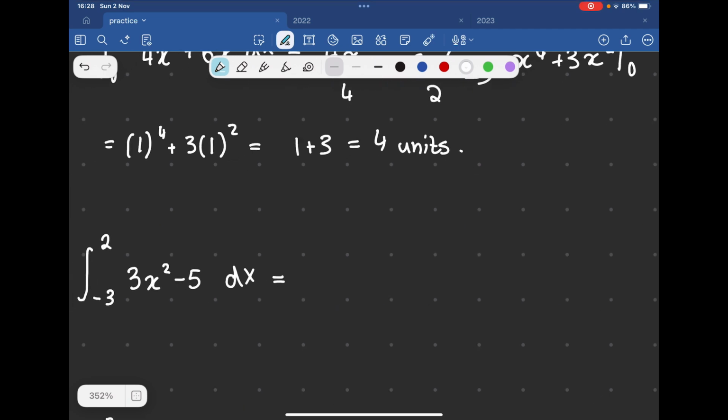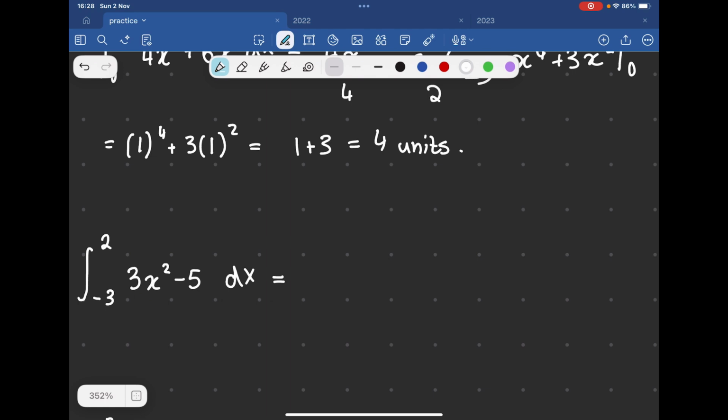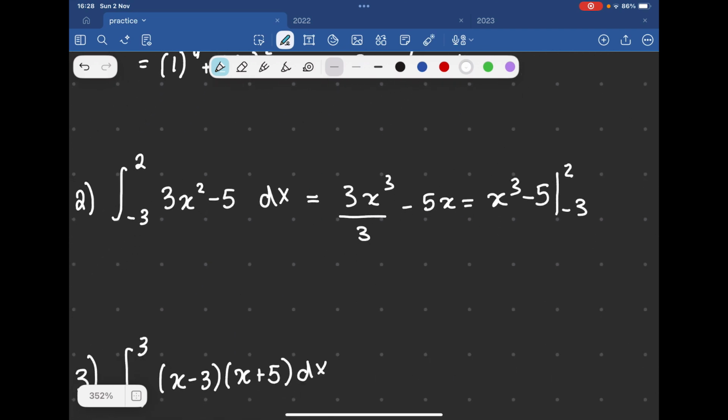Let's do this second one here. So we have 3x squared minus 5 dx. We are integrating with respect to x, so we're going to integrate our x squared here. So it's going to be 3x to the power of 3 all over 3 minus 5x, which is equal to x cubed minus 5x with the bounds of 2 and minus 3.